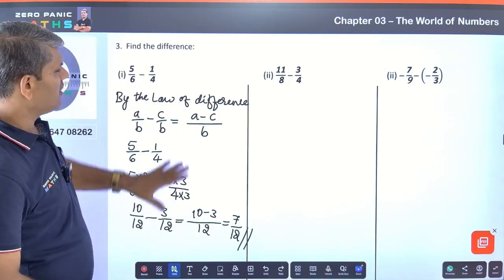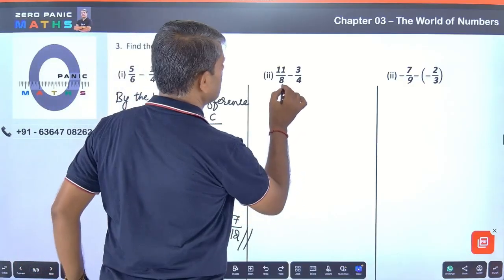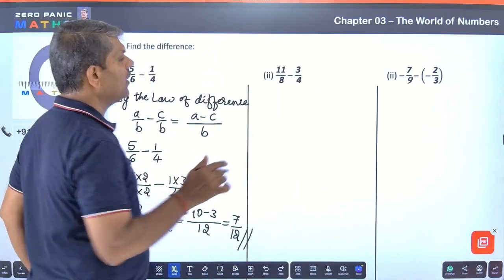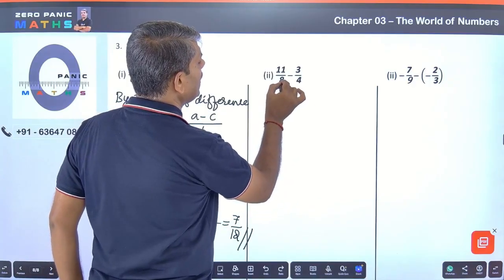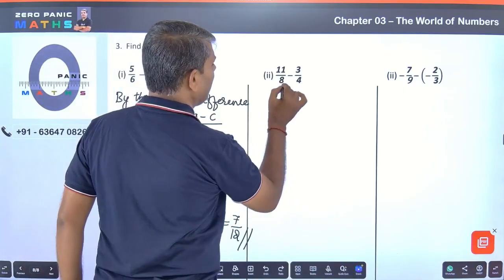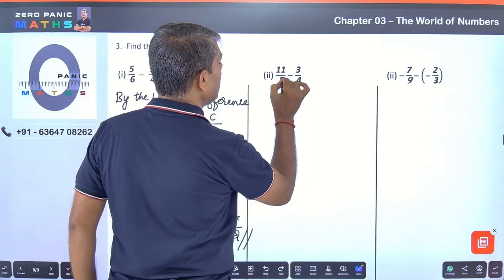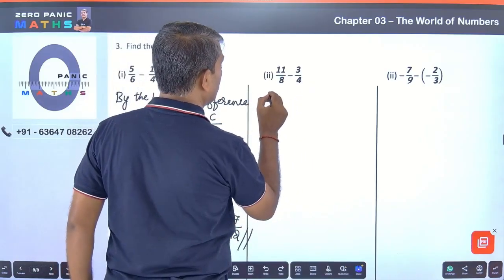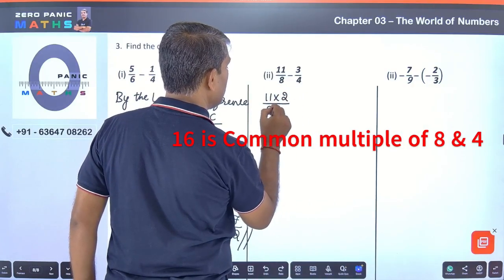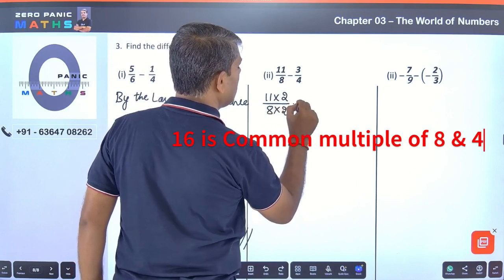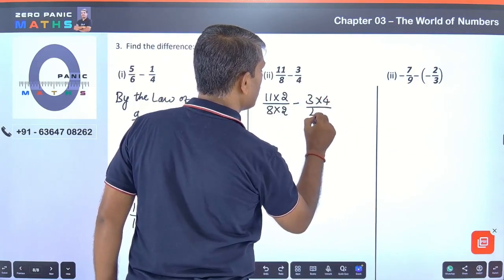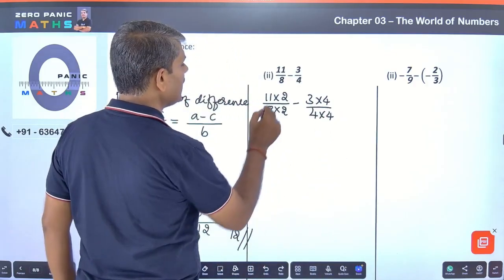These are all very simple problems. Let us go faster here also. Here also, 8 and 4 will have a common multiple. What is the common multiple? 8 2s are 16 and 4 4s are 16. Correct, right? That 16 is a common multiple of 8 and 4. So let me write 11 into 2, because I'm going to multiply 8 also by 2, and minus, for the other fraction, 4 4s are 16, so 3 4s and 4 4s to make it 16, right?